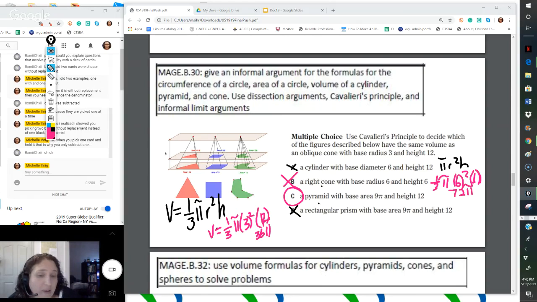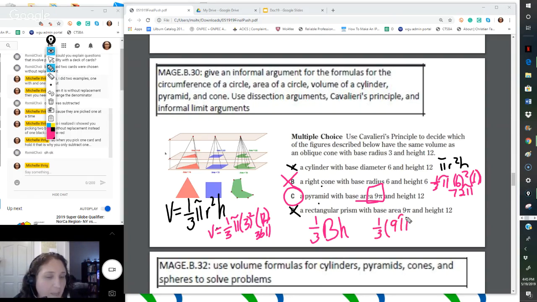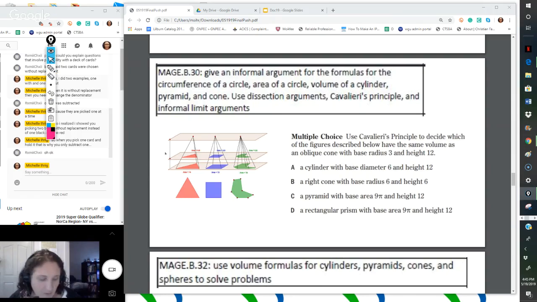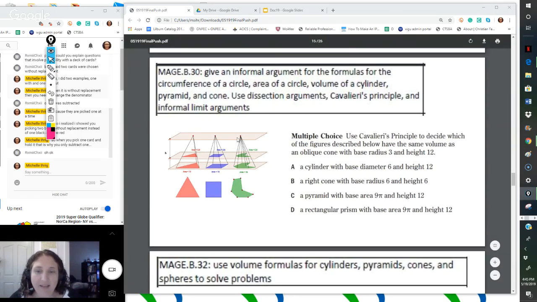And then for a pyramid, remember the formula for a pyramid is 1/3 big base times height. They tell you the big base is 9. So then you can plug that in and that's how we get it. Because if we do 1/3 times 9 pi times 12, when we multiply this in the calculator, that gives us our 36 pi, which is what we got from the beginning right here. So that's why it's choice C. We're getting there. We're getting there.